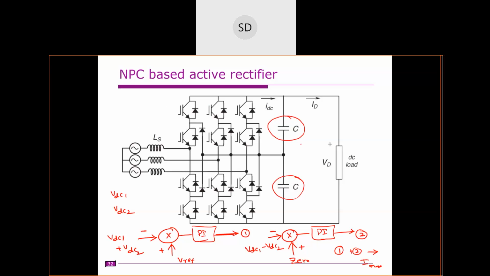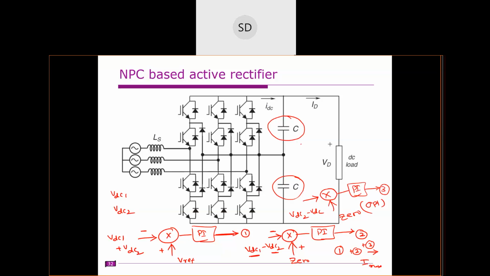In some cases, this is plus minus. This is VDC2 minus VDC1, right? Some others follow it like this also. So this is 0. This is VDC1 minus VDC2, and this is VDC2 minus VDC1, right? This will give you another PI controller, and this will give you the third one. That means all three will be added together. Okay, this third one is generally optional.